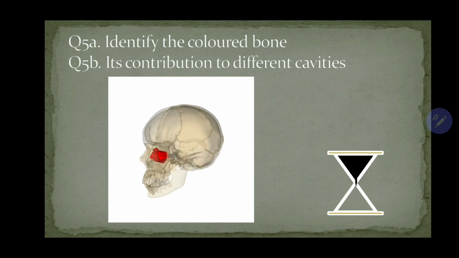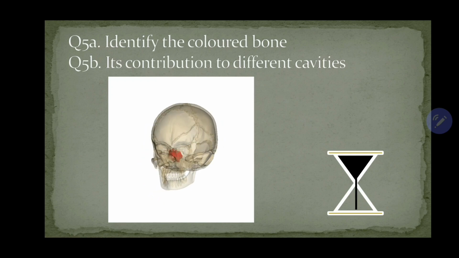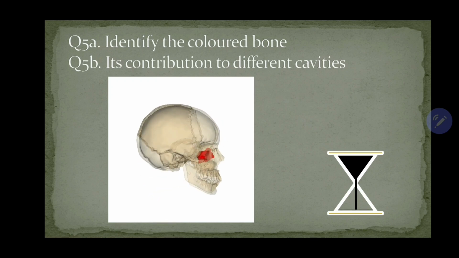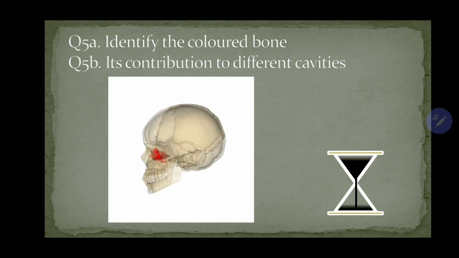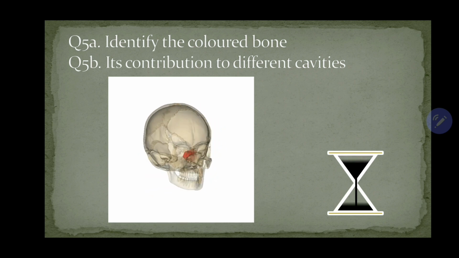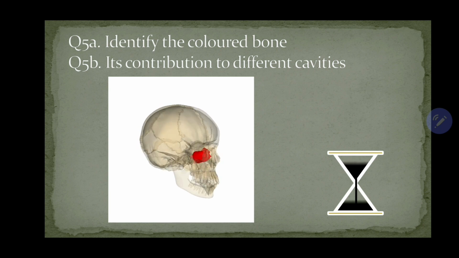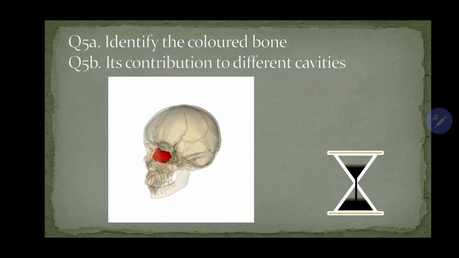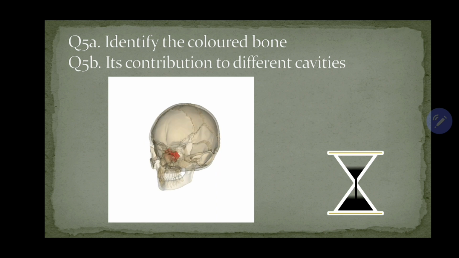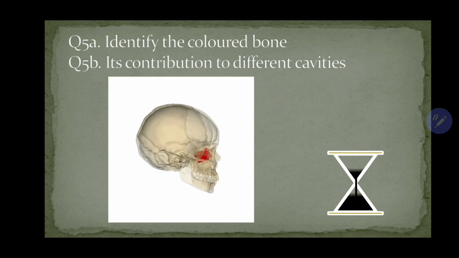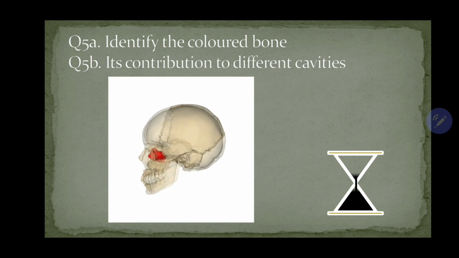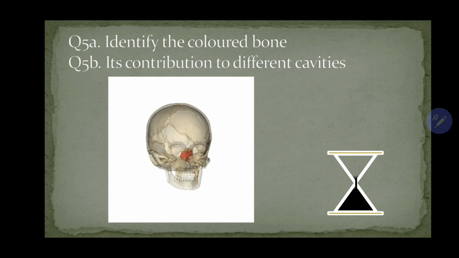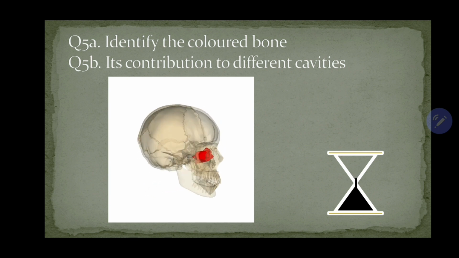The colored bone is the ethmoid bone. It contributes to forming the medial wall of the orbits, and it also forms the lateral wall of the nose, including the perpendicular plate of the ethmoid, which forms part of the nasal septum. It also forms the floor of the anterior cranial fossa in the form of the cribriform plate.